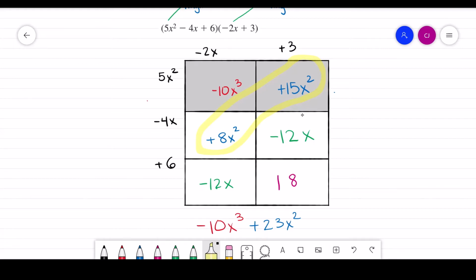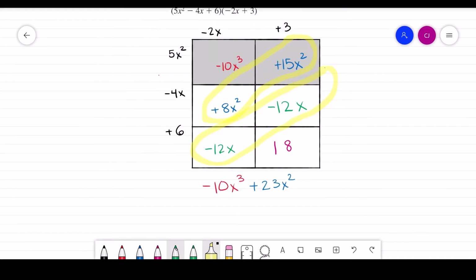I'm going to combine negative 12x with negative 12x, which is going to give me negative 24x. And I'm just going to bring down the positive 18. And as you can see, the variables with the powers are in descending order.